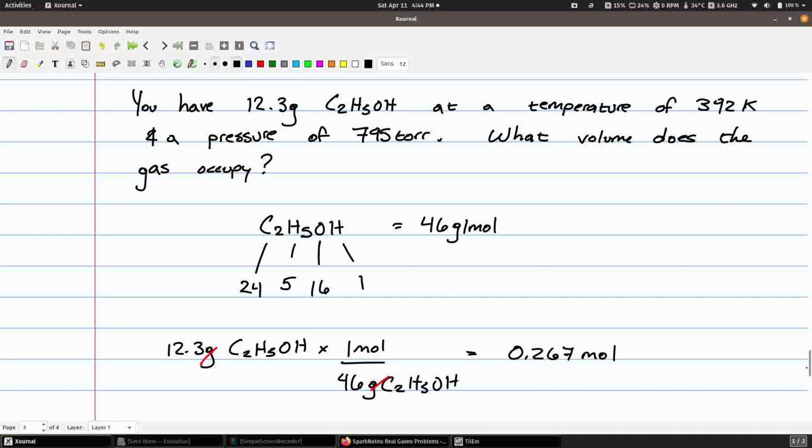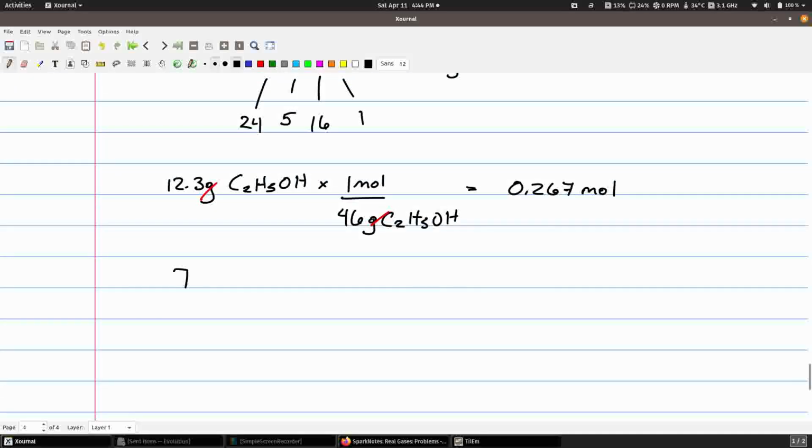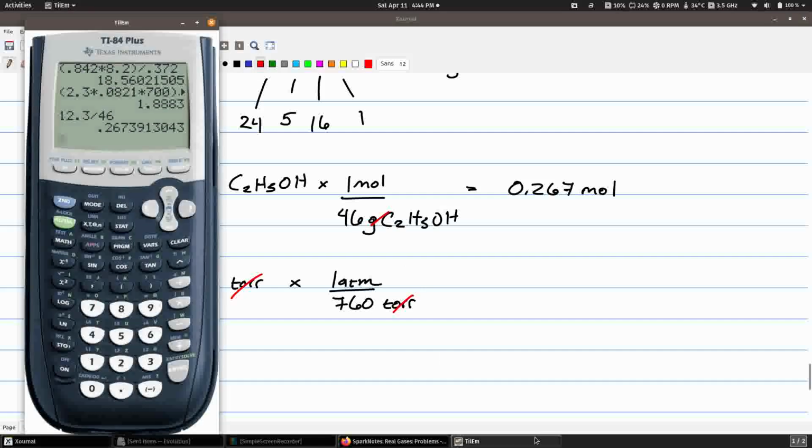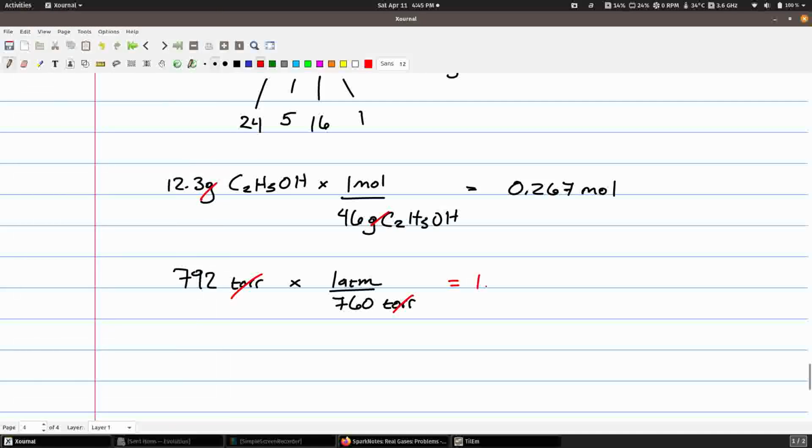Our temperature, we already have in kelvins. Pressure: so we have 795 torr times 1 atmosphere over 760 torr, because that would be your conversion factor. So let's plug this in the calculator. And this is equal to 1.04 atmospheres. And that 0.04 is actually going to be a big deal in the accuracy or precision of your ideal gas law.